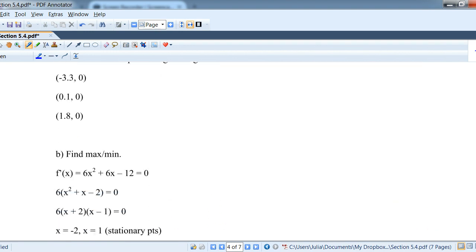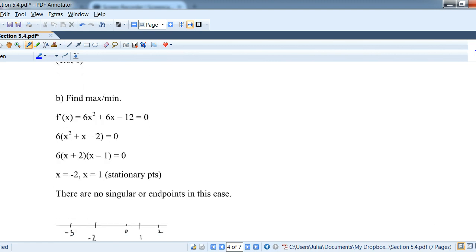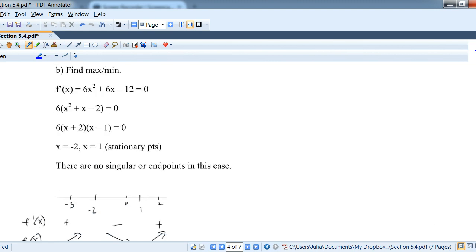And then find max and min. So I took the first derivative. I got 6x squared plus 6x minus 12 equal to 0. I factored out 6, and then you can further factor to get x plus 2 times x minus 1. So we have 2 stationary points. We did not have endpoints, if I recall, just stationary points.